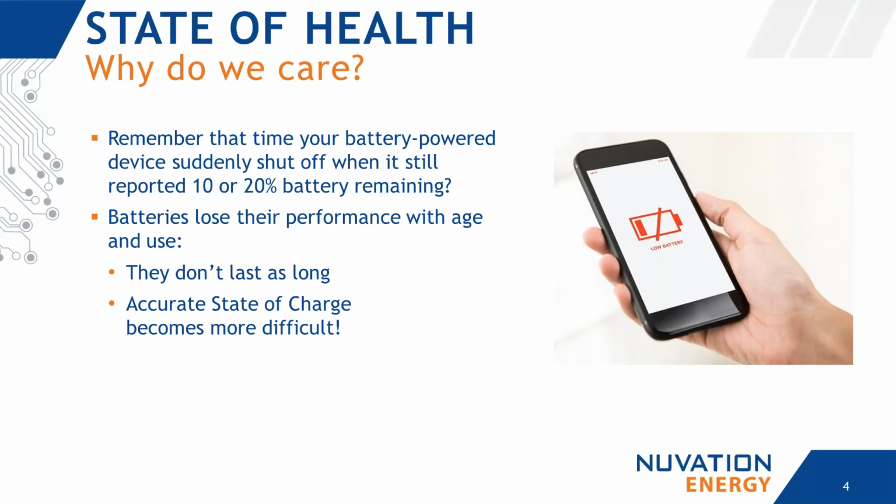And this is certainly an inconvenience and an annoyance, but it's also a pretty good example of one type of state of health problem. Basically, your batteries lose their performance with age and use, and they start to require more charging. They don't last as long. And the other thing that happens is it actually gets more difficult to predict what's going on inside the battery. So state of charge is less accurate.